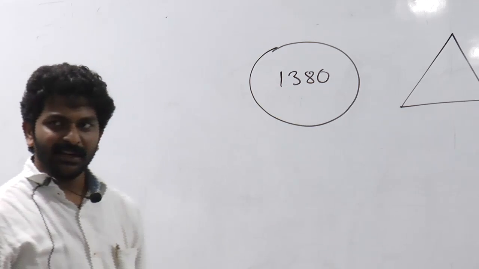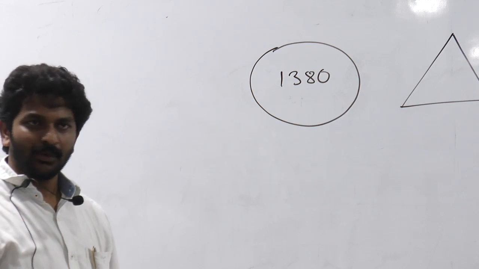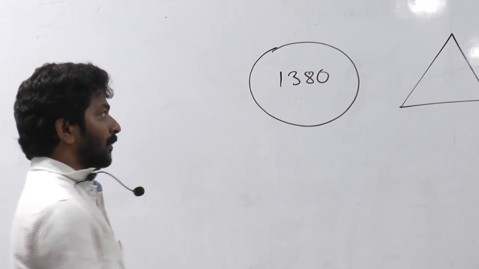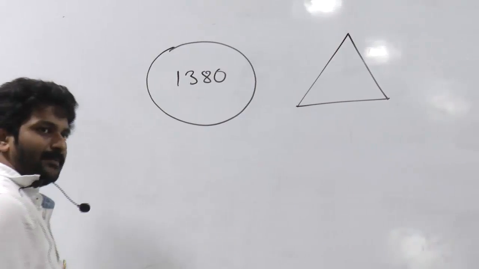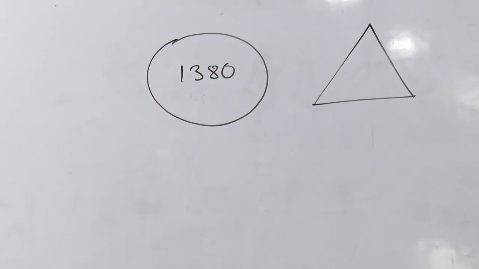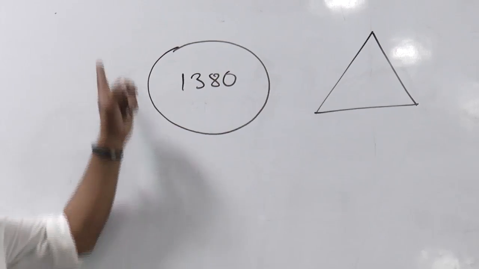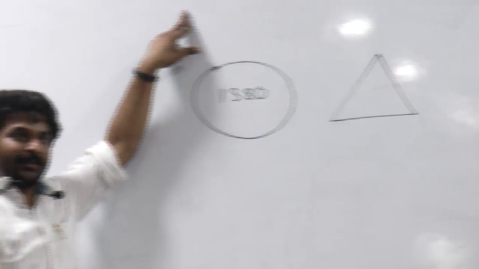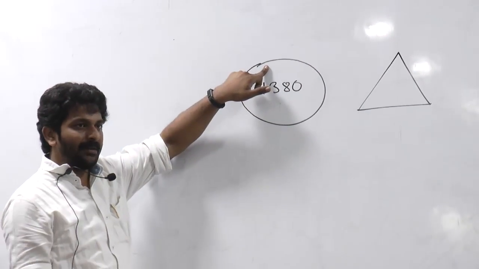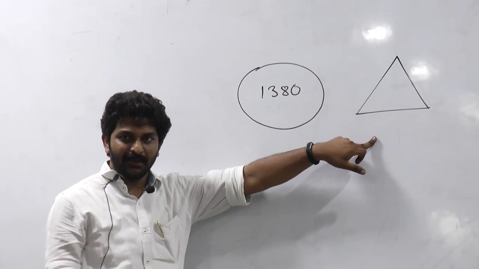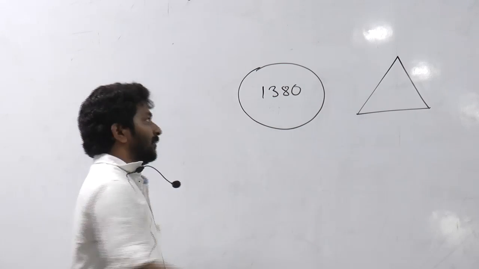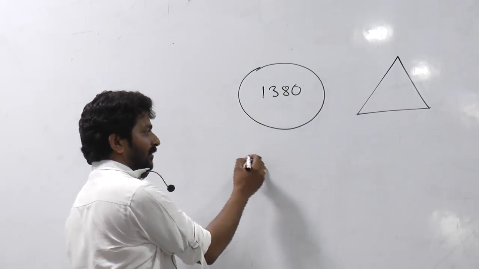Will you get the same area, 1386? Yes or no? No. What is the same in these two cases? What is the same? The length of the wire is the same. Length of the wire in the sense here it is perimeter. Here also perimeter. Yes or no? That should be the same. So this is area, pi r square.